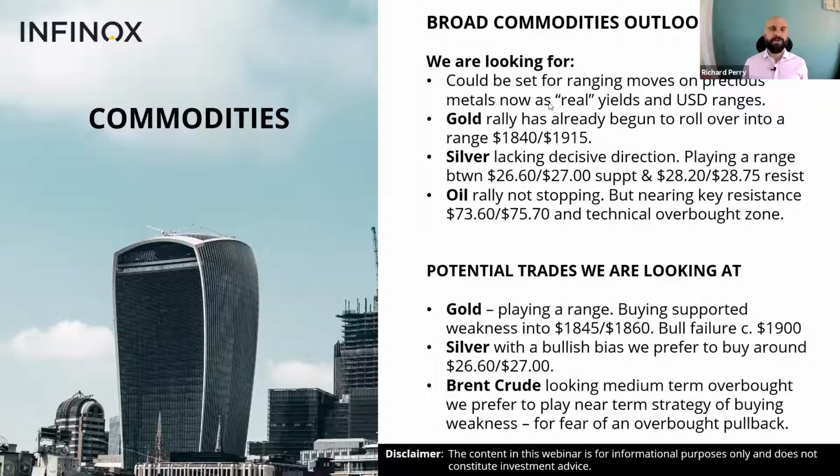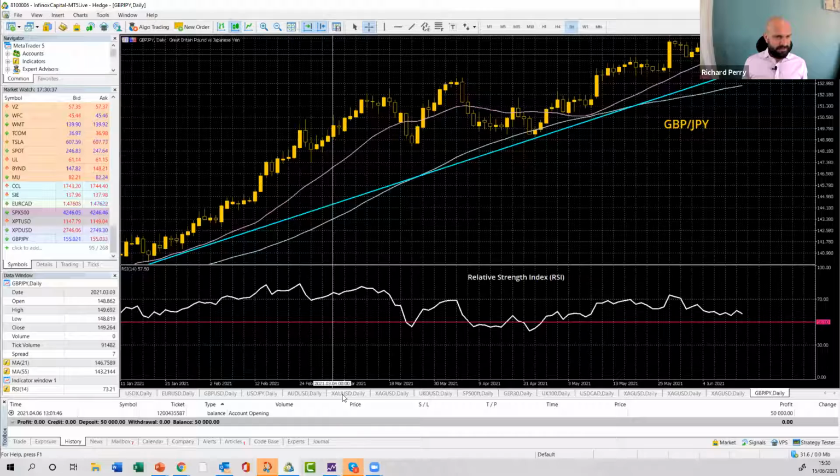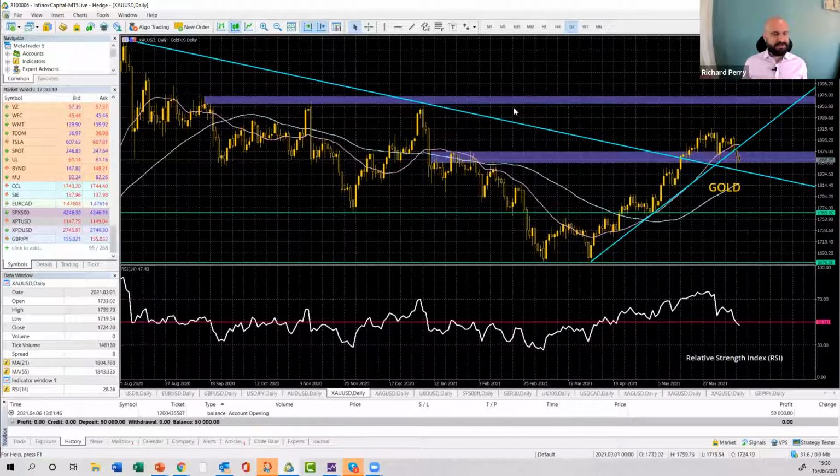So as I said, real yields moving sideways is dollar neutral. Dollar neutral means that you tend to see precious metals at least being neutral. So let's have a look at some of these precious metal charts.